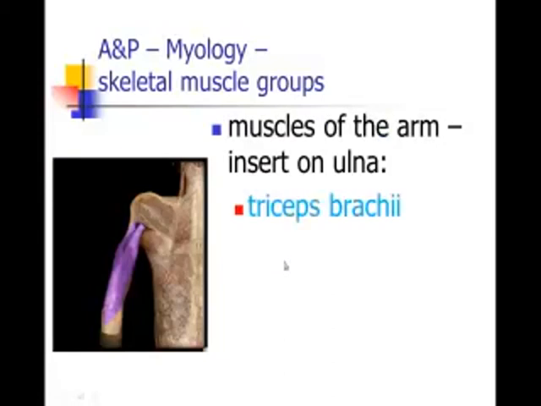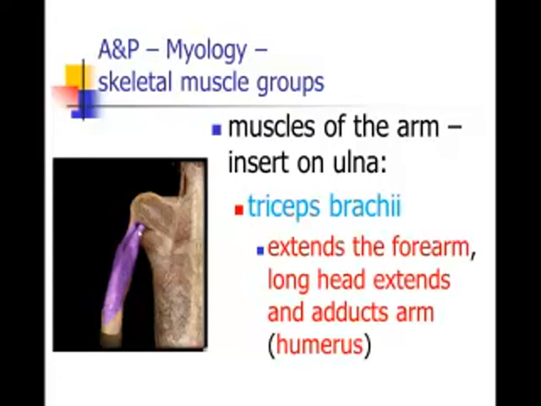We have triceps brachii. Triceps brachii has 3 heads. One head, the long head, goes up and attaches to the infraglenoid tubercle of the scapula, and that would be this head. That's a long head. Then we have the lateral head and the medial heads, both of which attach to the humerus, and this extends the forearm. The long head also extends and adducts the arm, but its primary strength is in extension of the forearm.